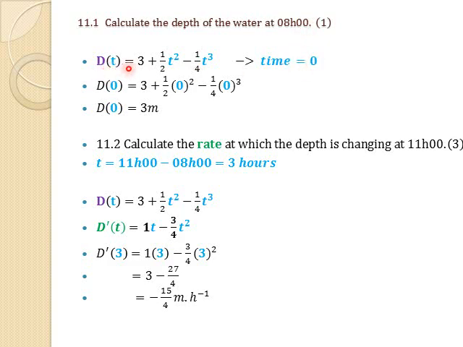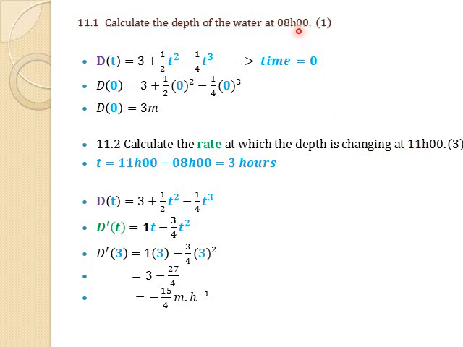So I have the equation d(t) equals 3 plus half t squared minus a quarter t cubed. My time there is simply 0. So 3 plus half 0 squared minus a quarter 0 cubed leaves me with 3 meters. So at 8 o'clock on the dot, I have 3 meters of water. 11.2, they say calculate the rate. So once we see this word rate, we need to know we have to find the first derivative, which is how the depth of water is changing at 11 o'clock.